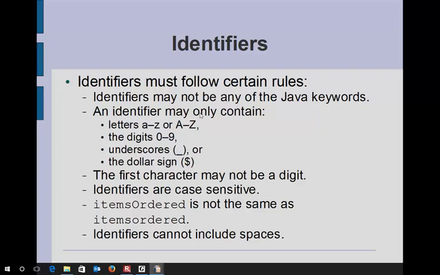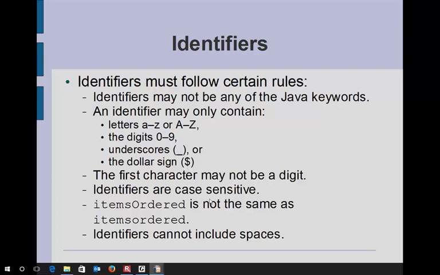The second rule is that your name can contain any letter from A to Z, either lowercase or uppercase. It can contain any digit from 0 to 9. It can contain an underscore sign, and it can contain a dollar sign. So I can use any of those characters in naming my variables as well as my class. The third rule says that the first character may not be a digit. So that means I cannot start the name with a number. The name must either start with a letter, an underscore sign, or the dollar sign.